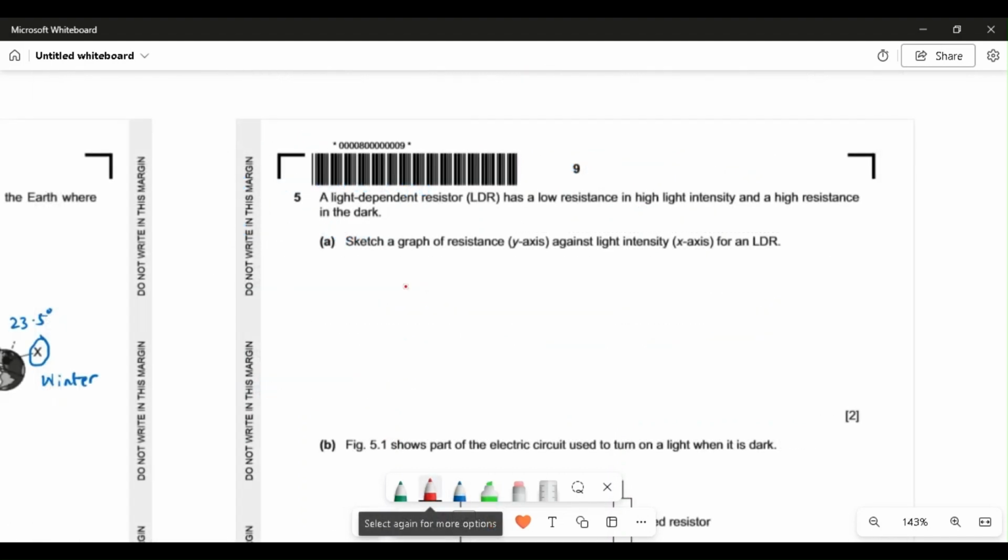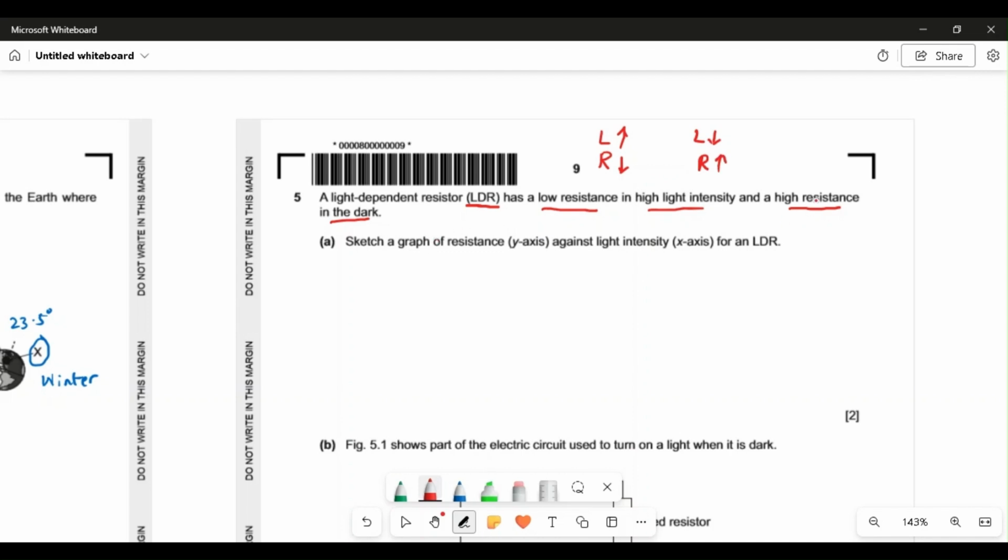Question number 5. A light dependent resistor, LDR, is a resistor that depends on the light. As the light intensity gets higher, the resistance gets lower. So you can simply say resistance will be lower when light intensity gets higher. On the other hand, the resistance will get higher when it is dark. So when light intensity is low, resistance will get more.